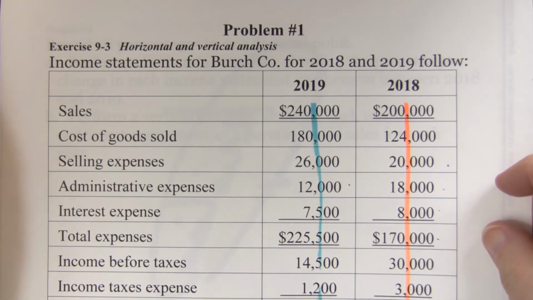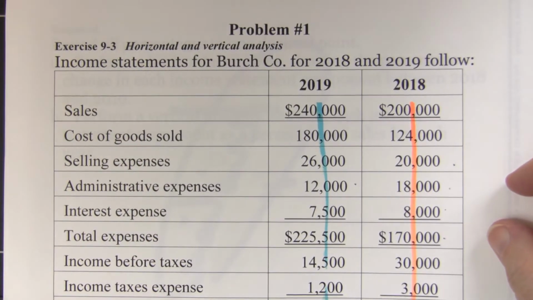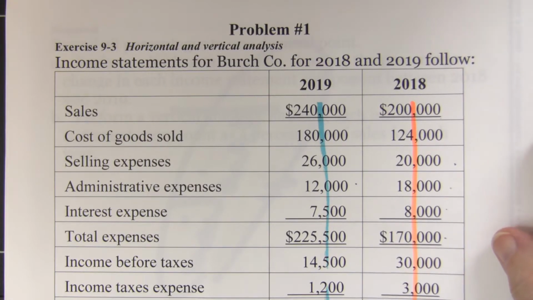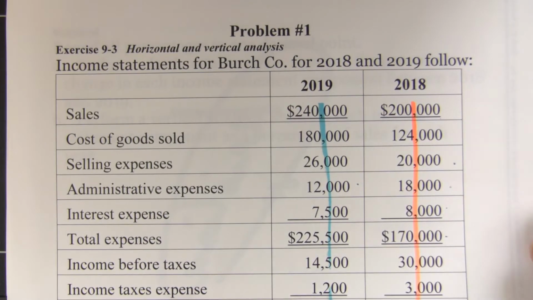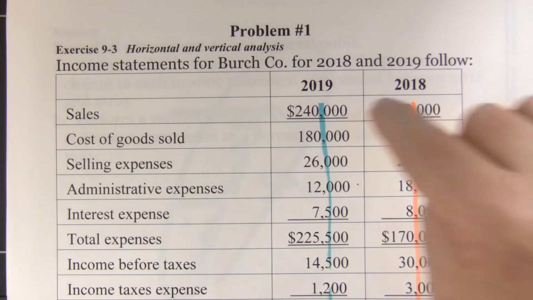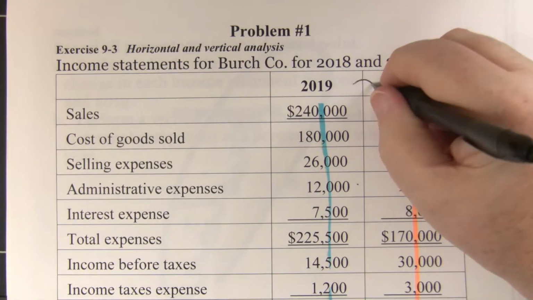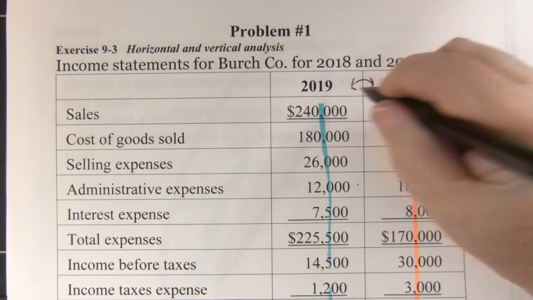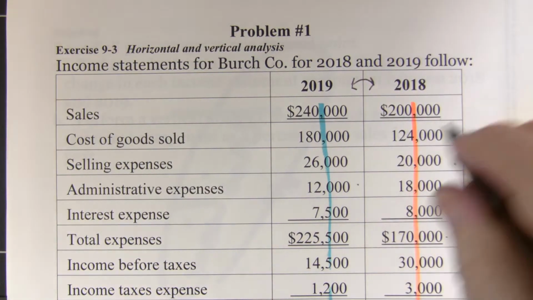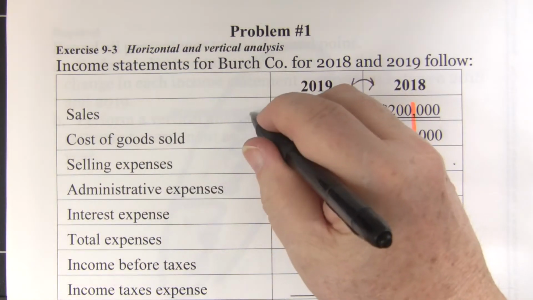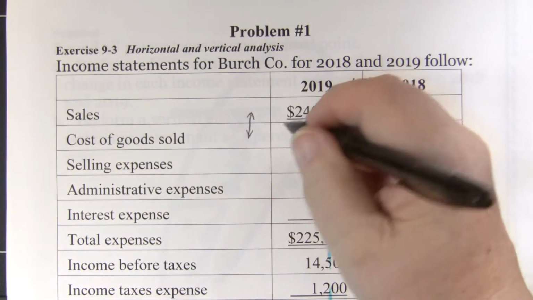Problem 1, exercise 9.3 in your text. This is part B. In part A, we did a horizontal analysis where we compared this year to last year and looked at the change from year to year. Now we're going to do a different analysis, vertical analysis, where instead of going from year to year, like we did in horizontal analysis, now we're going to compare everything to sales.